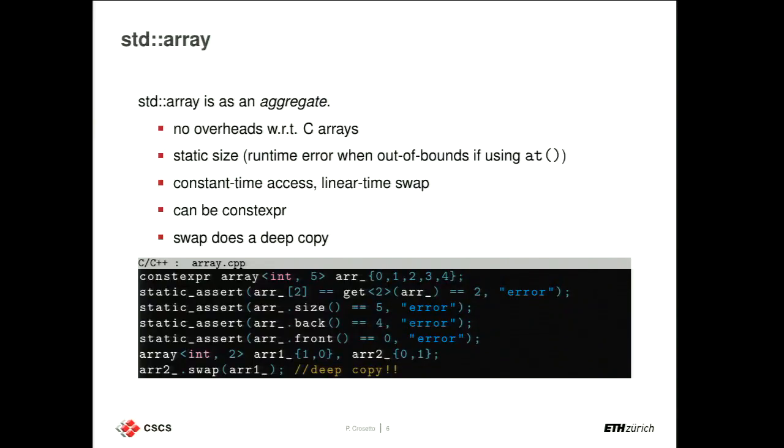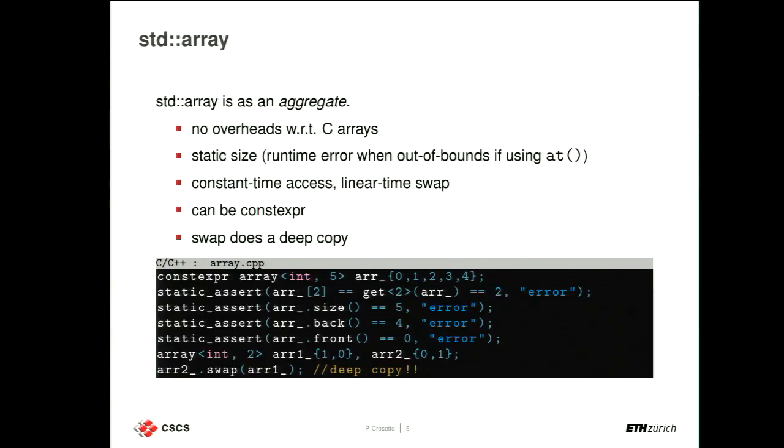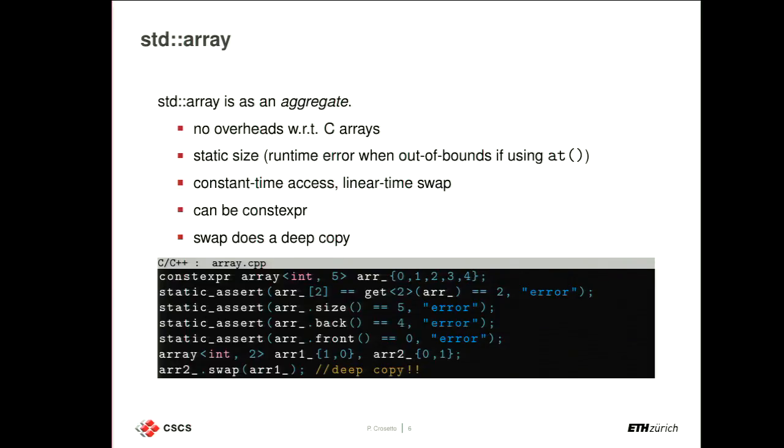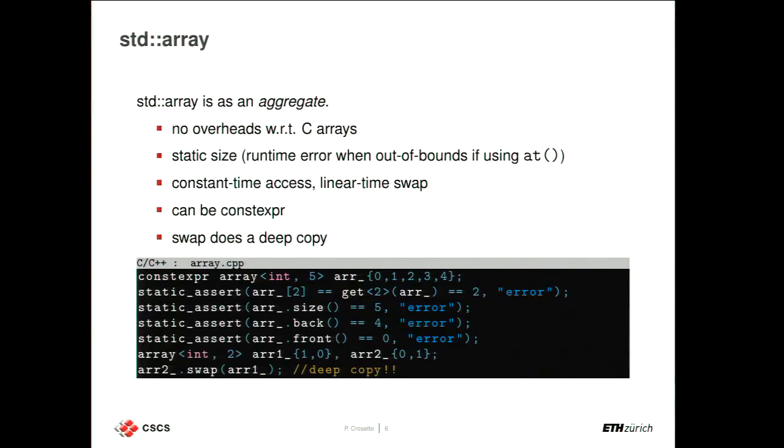The first container we consider is the std::array. You saw it already in several code snippets. It's like a C array. There's no overhead with respect to a C array. It has a static size like the C array, and it has a method at for accessing, which gives you an error at runtime if you're accessing out of bound. While if you have the square bracket operator, it's undefined. You can get a segfault, or you can get simply nothing, the wrong result.